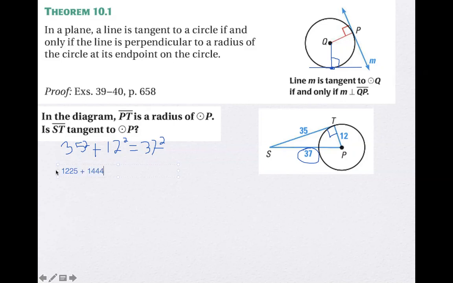So 35 squared was 1225. 12 squared is 144. And then 37 squared is, I don't know that. Let's see. It's 1369. So 1225 plus 144 is 1369. So you would have 1369 equals 1369. So yes, this satisfied the Pythagorean theorem. So then that means it is a right triangle. Okay, so if it is a right triangle, then that means it is tangent to circle P. So our answer here is yes.